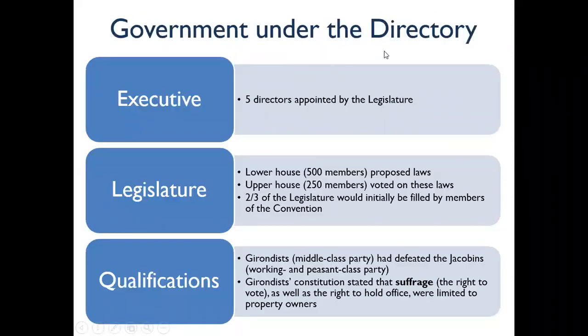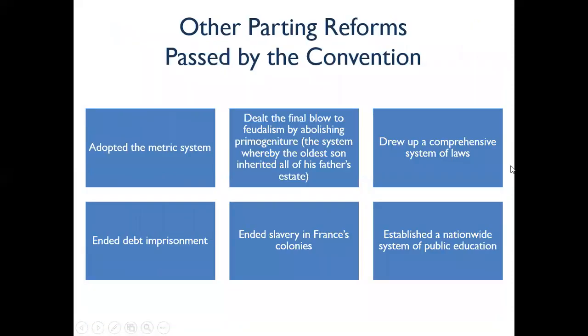Okay, so this is the government under the Directory: the executive, five directors appointed by the legislature, with a lower house and an upper house, and the qualifications. What were the qualifications? The governors had defeated the Jacobins. The constitution stated that suffrage, the right to vote, as well as the right to hold office, were limited to property owners. All these are the government under the Directory.